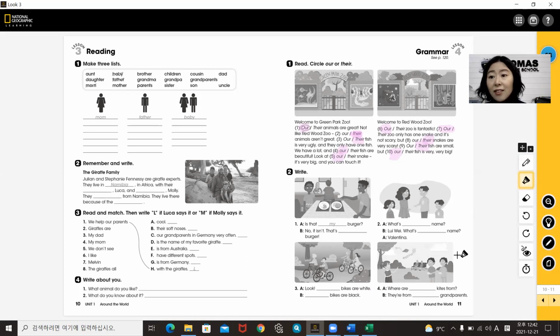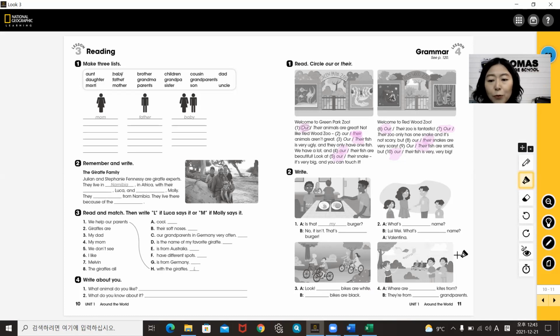Okay, then how about number three? Then look, the clue is white. Look, and also the pointing finger, a girl said that with her pointed finger. Okay, look, blah, blah, blah bikes are white. Okay, the white bikes are girls' bikes. So then we can see that our bikes are white, but the boys' bikes are black. Then for this case, the speaker is a girl. So you need to say, their bikes are black. Because when you talk about plural nouns, you need to use their.